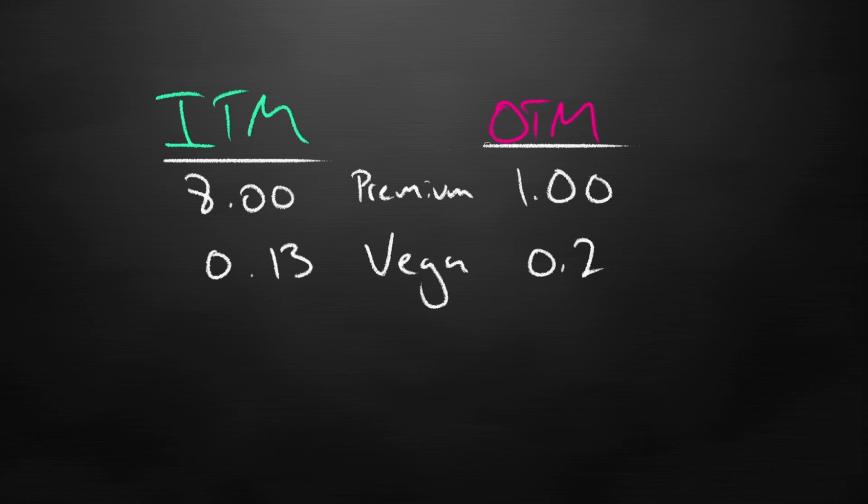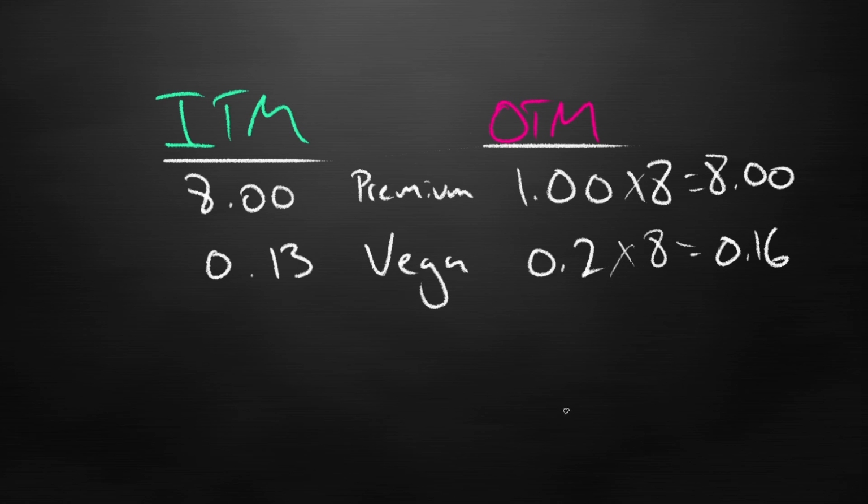The first is a lot of people will just buy a bunch of out of the money options. So if we buy 8 of these, they're going to cost the exact same as this single in the money option, but we're also getting 8 times our Vega. What ends up happening is we pay $8 in premium, but we have a 0.16 Vega, which is higher than the single in the money option. So that's how you can expose yourself to a higher Vega.